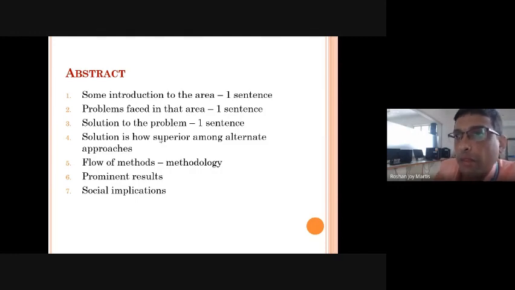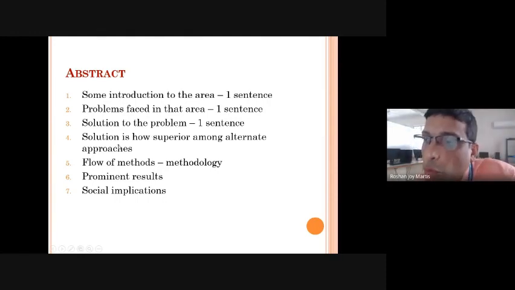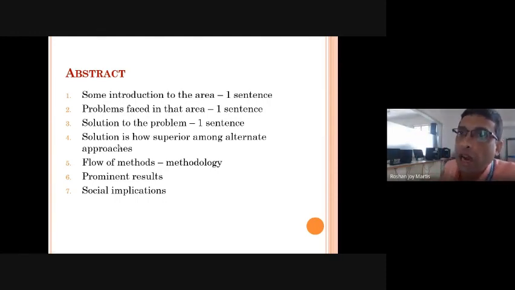Then after the title, you have the abstract. Some components of an abstract in a particular application can be like this. Some introduction to that area, one sentence you can mention. Problems faced in that area, another sentence maybe. And what solution you propose for that problem is one sentence. Whatever solution you have proposed, how it is superior among alternate approaches.